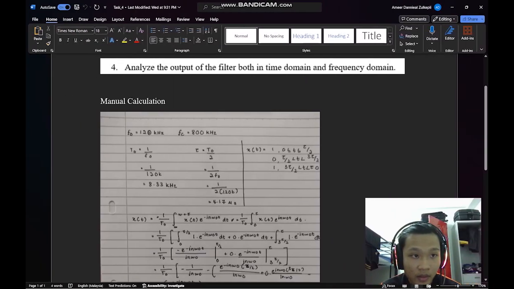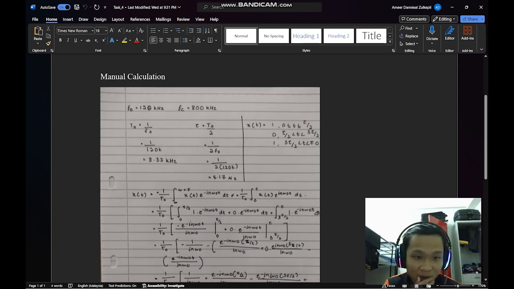Assalamualaikum. Now I will explain task 4, which is to analyze the output of the filter in the time domain and frequency domain. Firstly, we need to make a manual calculation, which is to identify our FO and FC. FO and FC have been given, which is FO 120 kHz and FC 800 kHz. Next, we need to find the time TO, which equals 1 over FO, which is 1 over 120, which gives 8.33 kHz.